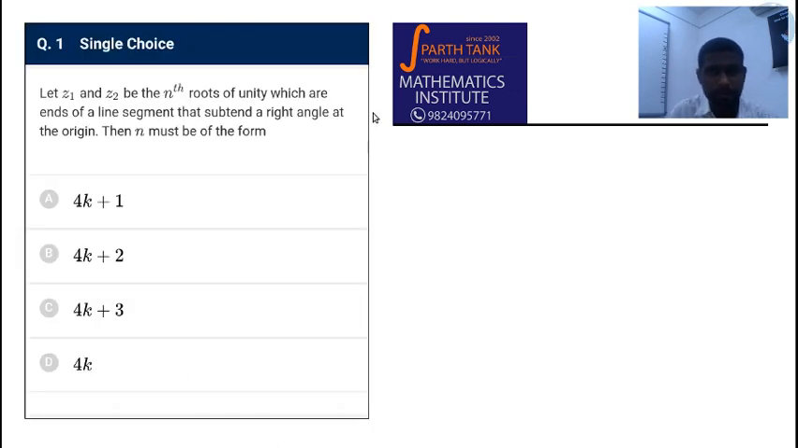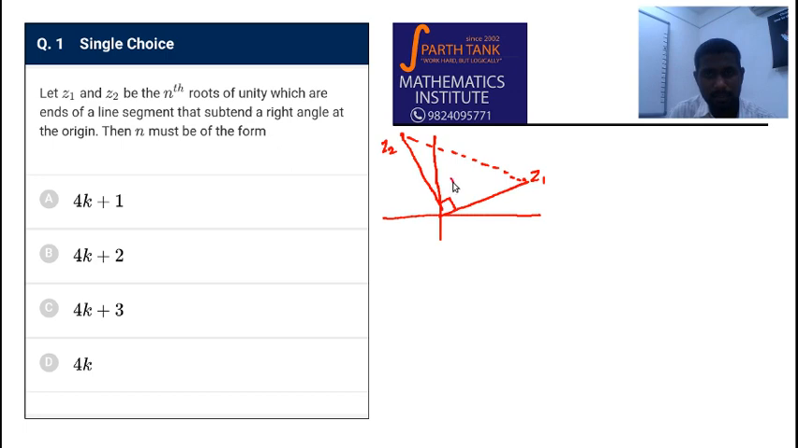Let us begin. The first question. Let Z1 and Z2 be the nth roots of unity, which are ends of a line segment that subtend a right angle at the origin. Then n must be of the form. Now they have given us that Z1 and Z2 are two nth roots of unity, and on the complex plane the line segment between them subtends an angle of 90 degrees at the origin. This is the condition given. Let us proceed to the solution.